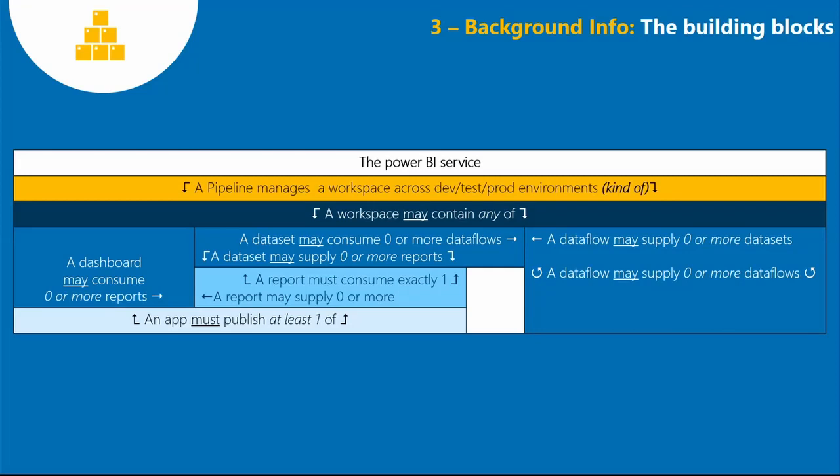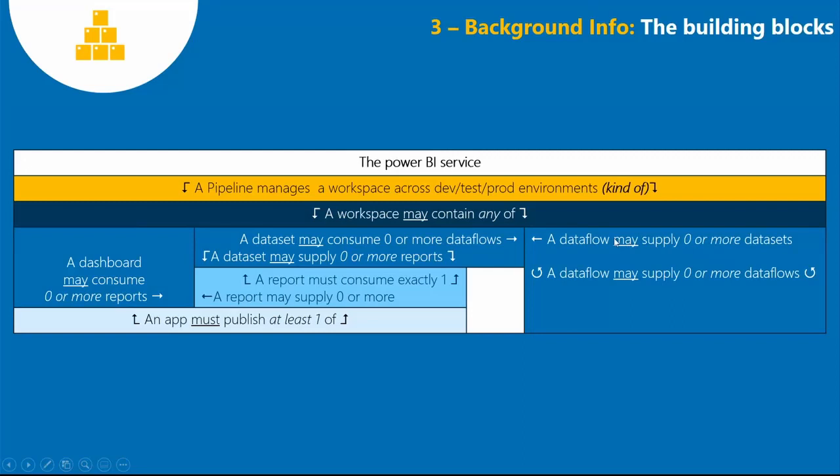So you have the deployment pipelines, which I didn't put in here, but they're a premium only feature. And what they do is they basically help you. It's a combined form of source and version control to take your code from a dev workspace to a test workspace to a production workspace, sort of. Then you have a workspace, and a workspace is basically a container that can contain all sorts of other artifacts.